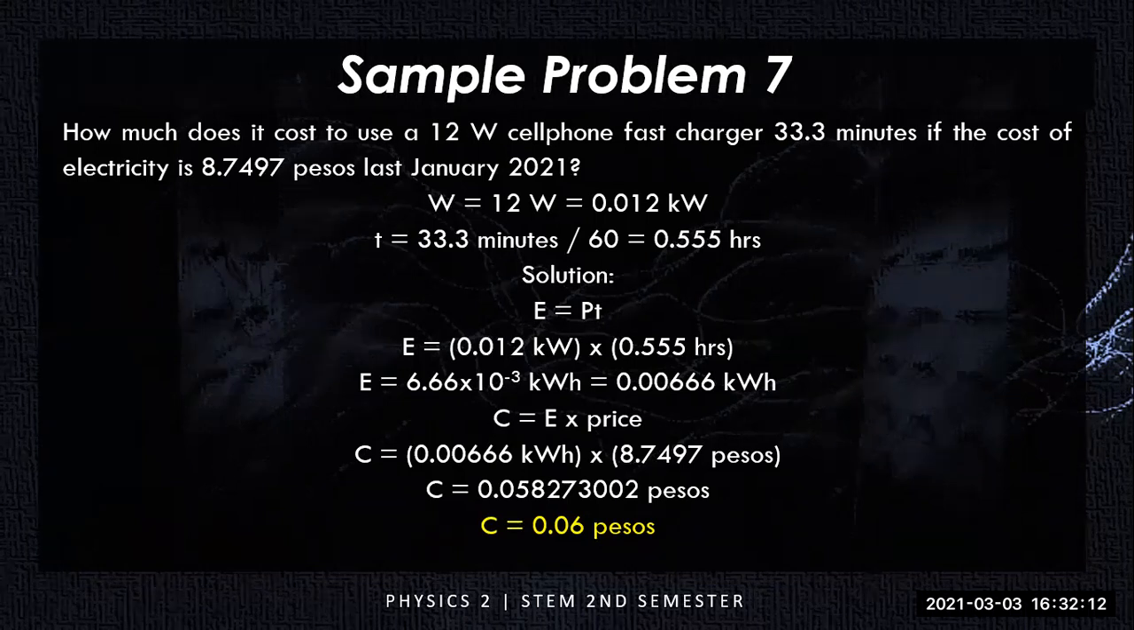Compare when you charge your phone at your house and when you charge your phone at 7-Eleven. Just look at the difference: 35 pesos versus 0.06 pesos. So, lesson: bring your own power bank if you're going to go low bat.